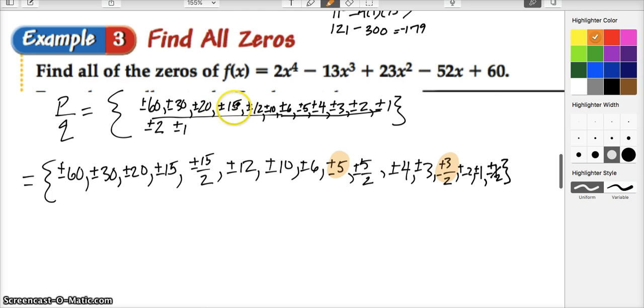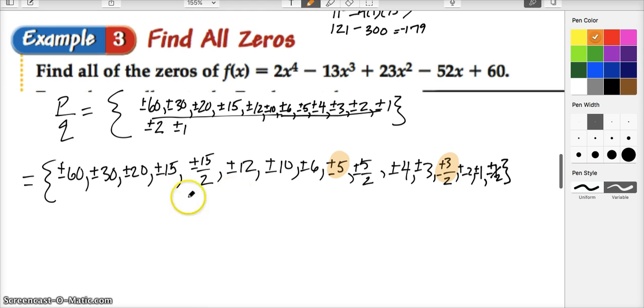The fact that we only saw 2 zeros meant that the other ones are imaginary, and we've got to figure out what they are. So how do we do it? We're going to do synthetic division like this.